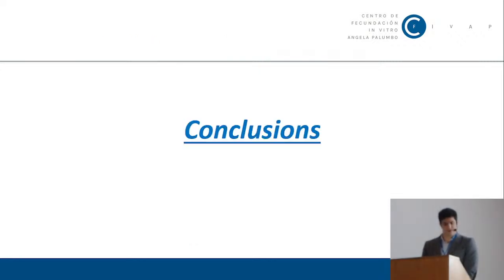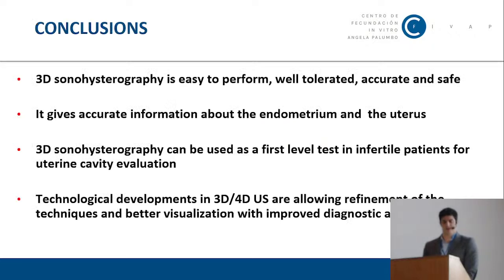Conclusion for this talk: 3D sonohysterography is easy to perform, well tolerated, accurate, and safe. It gives accurate information about the endometrium and the uterus. 3D sonohysterography can be used as a first-level test in infertile patients for uterine cavity evaluation. Technological developments in 3D and 4D ultrasound are allowing refinement of the technique and better visualization with improved diagnostic accuracy.